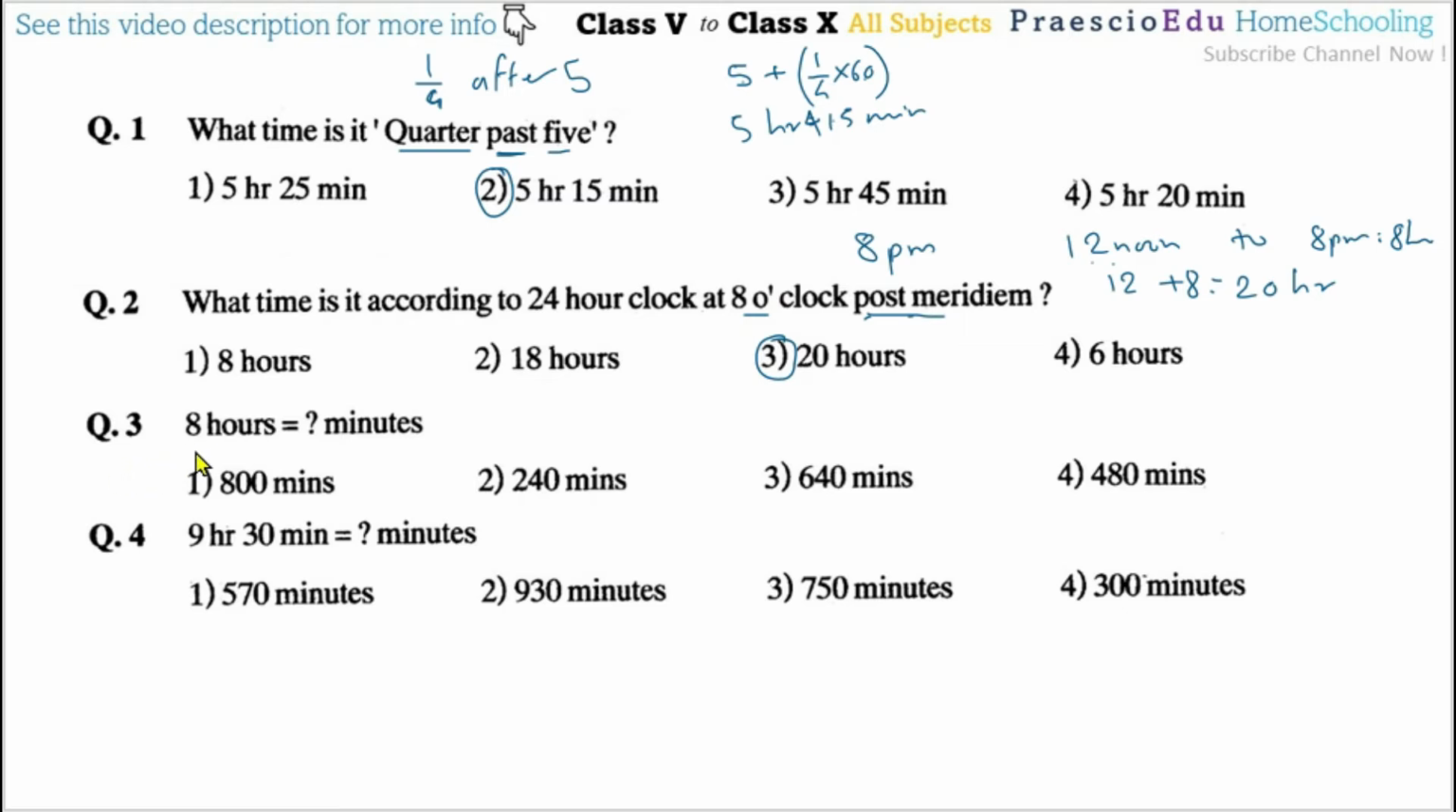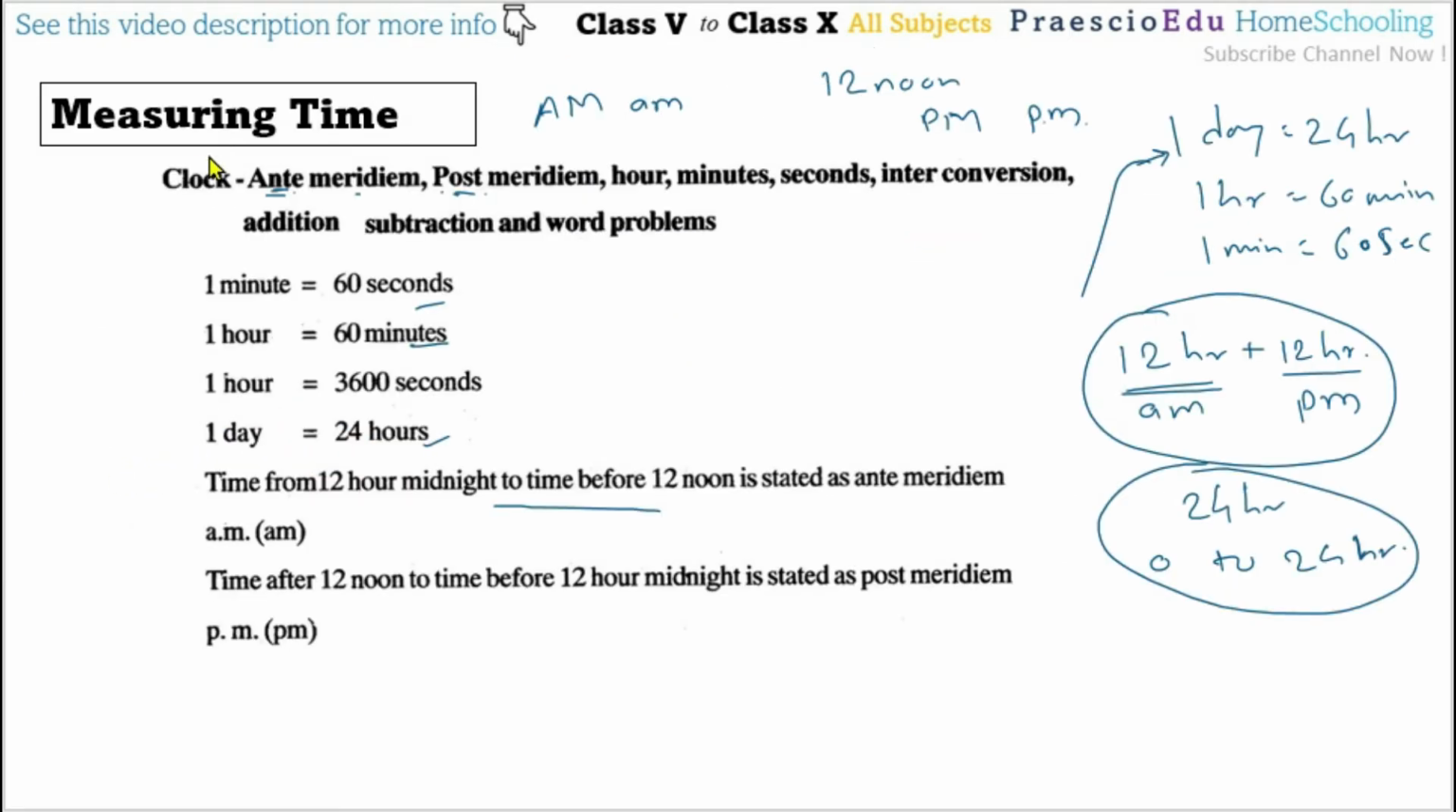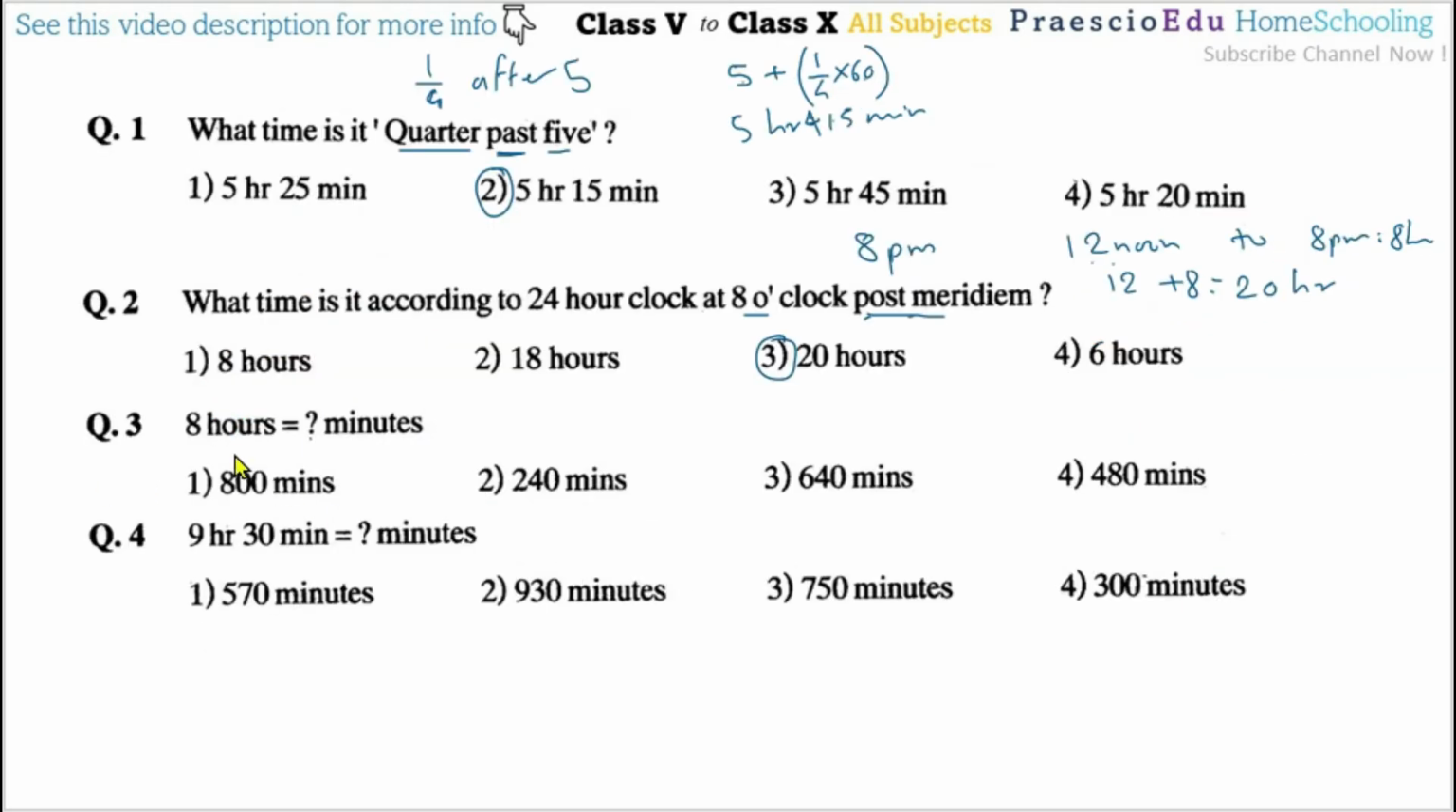Now question number 3, 8 hours is equal to how many minutes? So as we know, 1 hour is equal to 60 minutes. So 60 multiplied by 8 hours. So 6 multiplied by 8 is equal to 48, and then this 0 as it is, means this is 480 minutes.